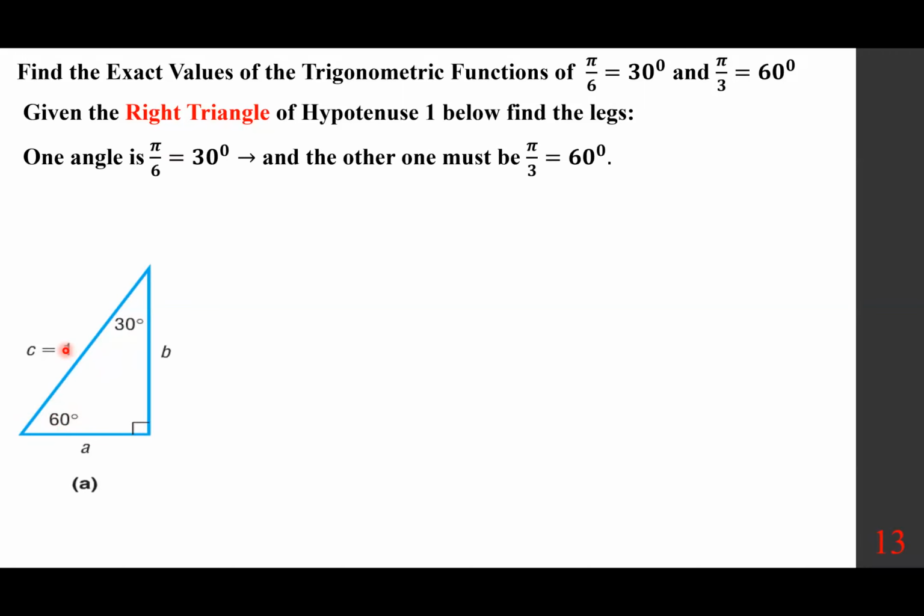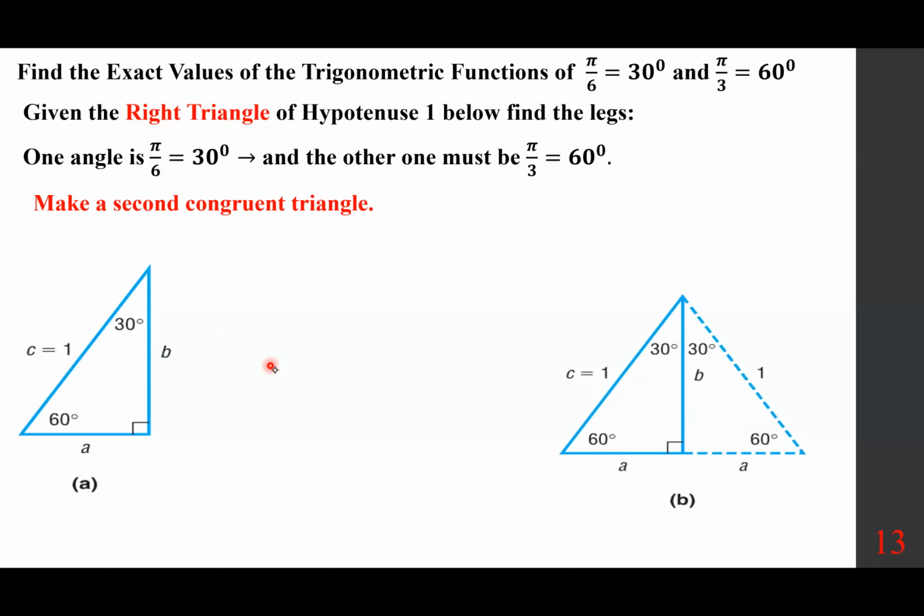One angle is 30 degrees or pi over 6, the other one is pi over 3 or 60 degrees. We make a second congruent triangle, something identical to that, and we put it on the right side of that. So what happens when we do that? Clearly, this was 1, this was 60 degrees, this was 30 degrees. So if this is 30, they add up to 60, and this is 60. Now you have 60, 60, 60.